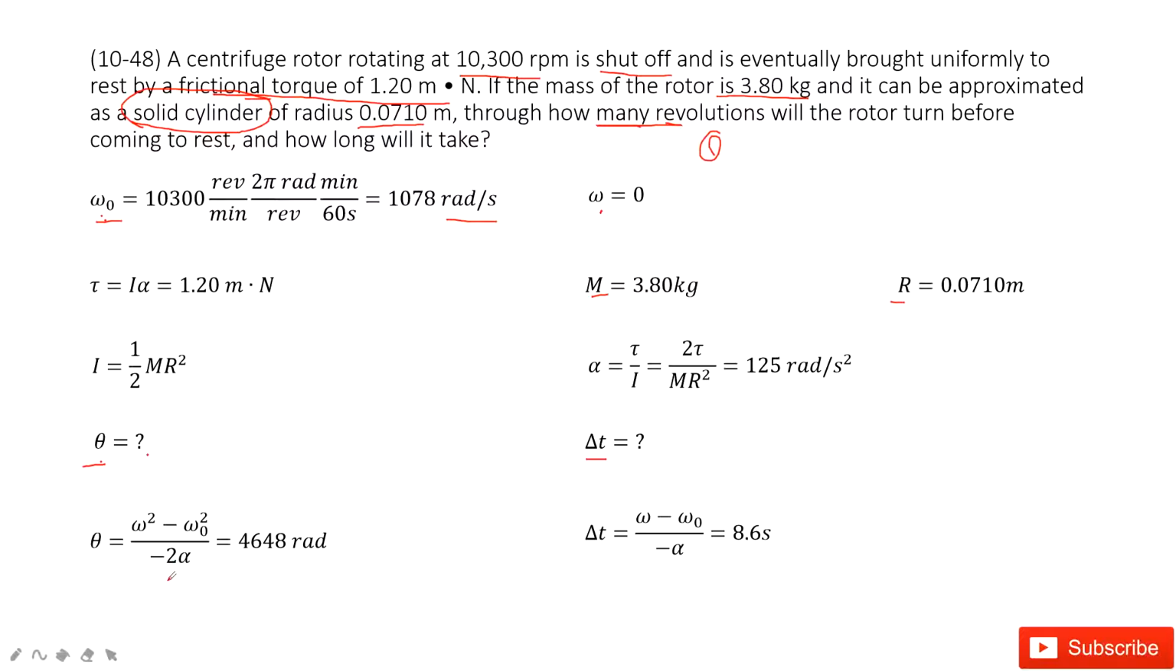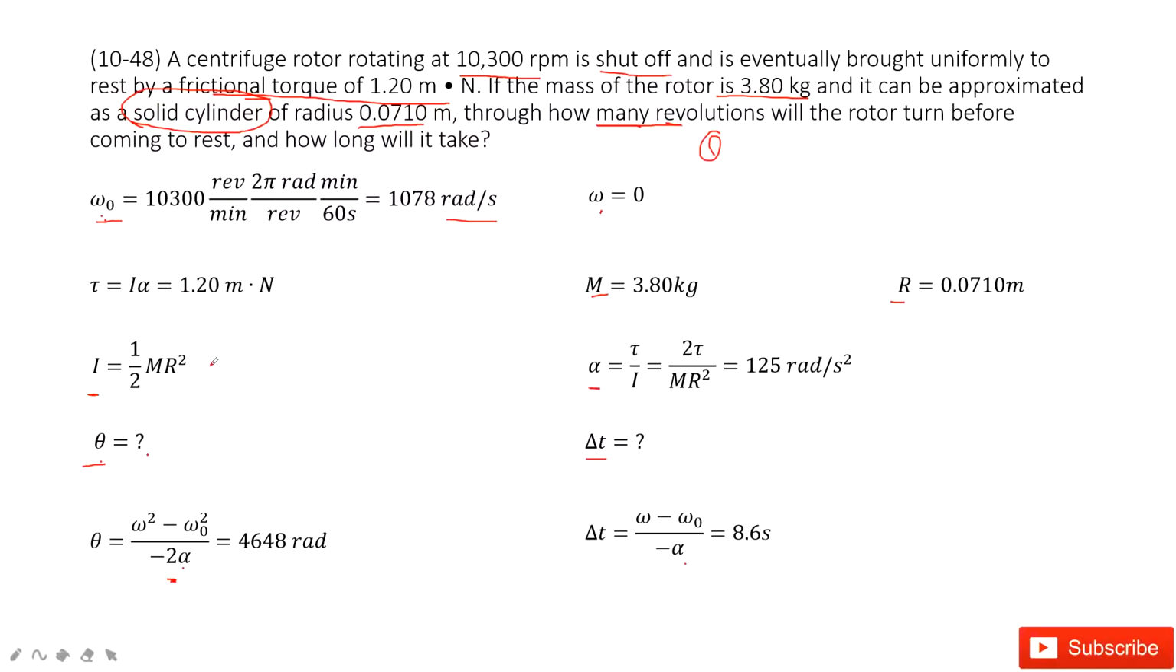It looks like we can consider this equation to find the angular acceleration. Similarly, we need to know delta t. It looks like we can use this function: final angular velocity minus initial angular velocity, divided by alpha. The alpha is the angular acceleration. So how can you find the angular acceleration? We can use torque. The torque equals I times alpha. The I, moment of inertia, equals 1/2 mr squared because this is a cylinder.